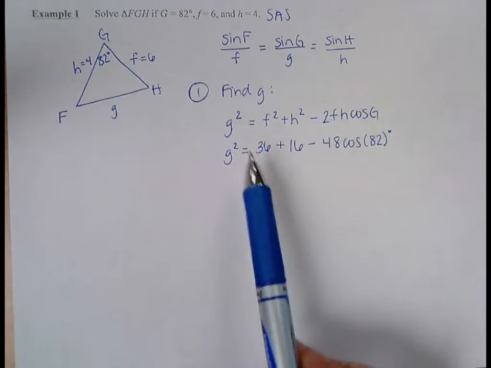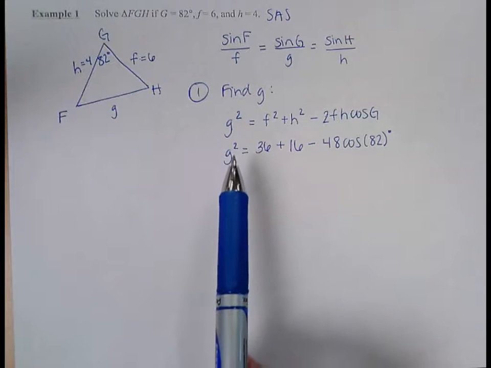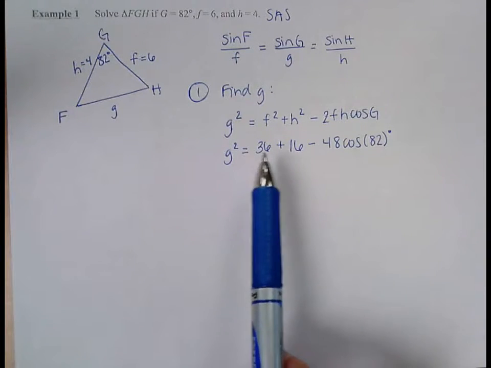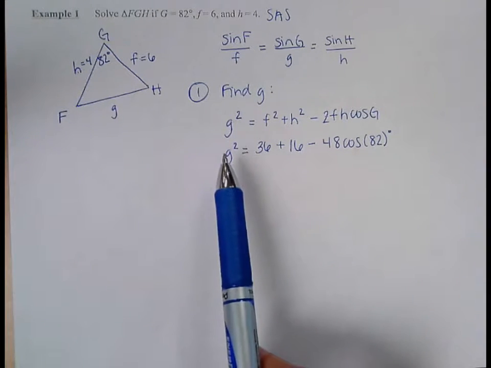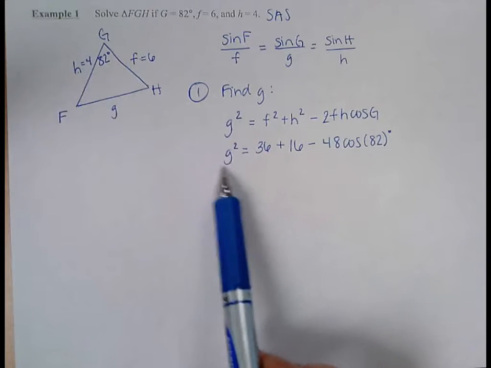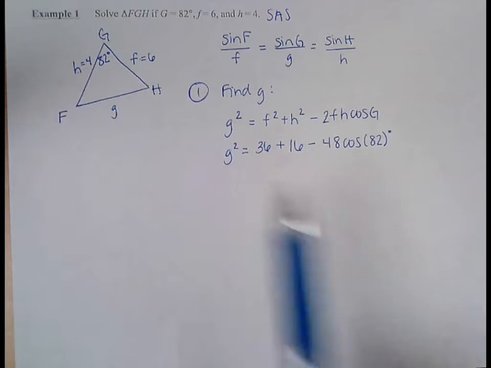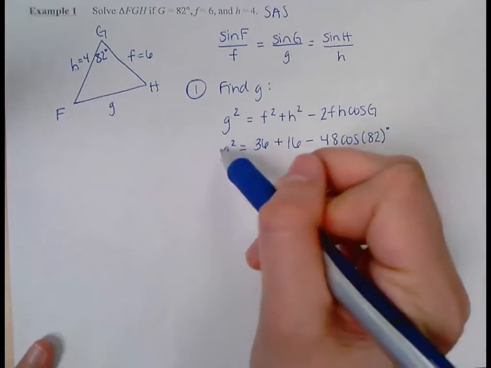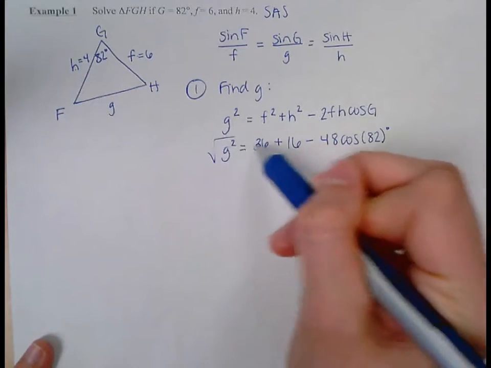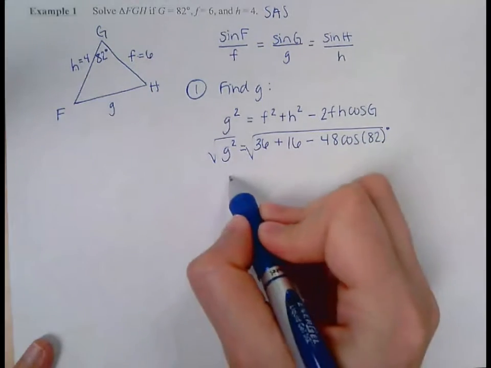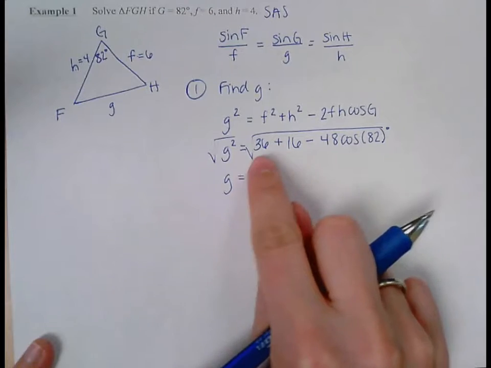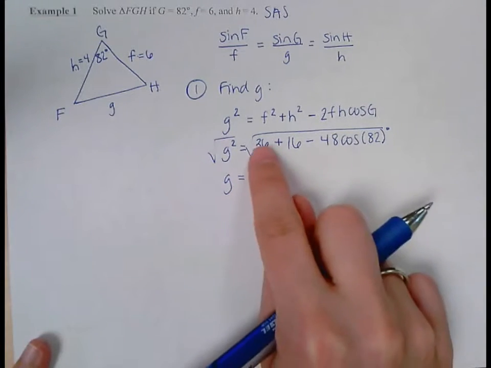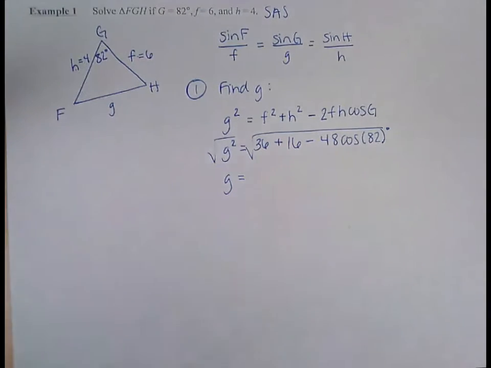However, before I type this in, I actually want to discuss something. When I type this in the calculator, that's going to equal G squared. How am I going to solve for G? Take the square root. So what I'm actually going to type in is the square root of this entire side, and just make sure that entire side is within the parentheses when I type it in.